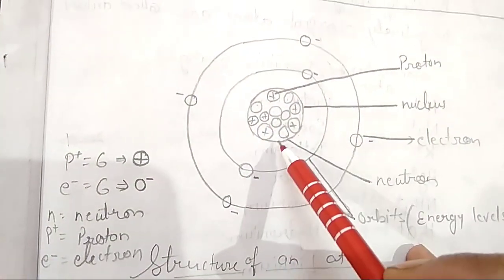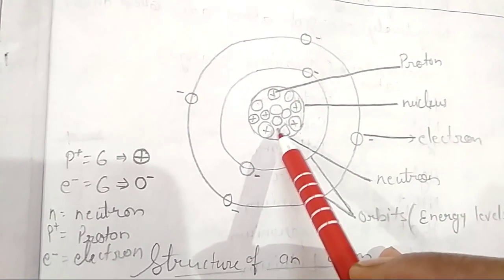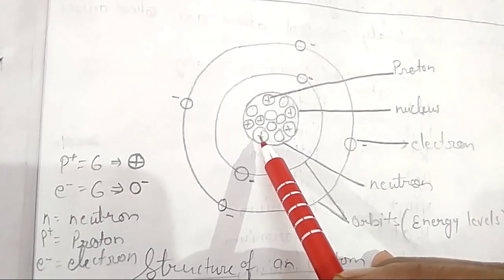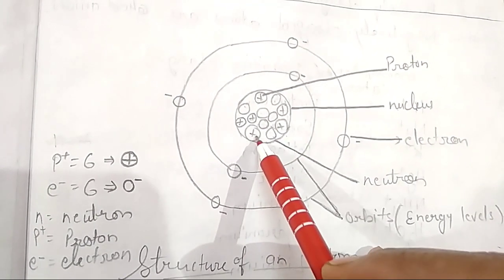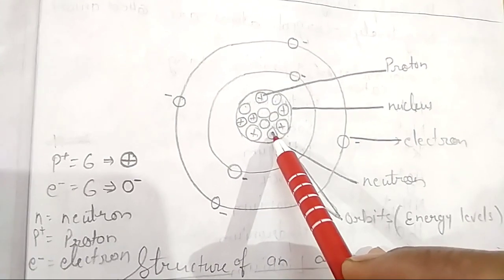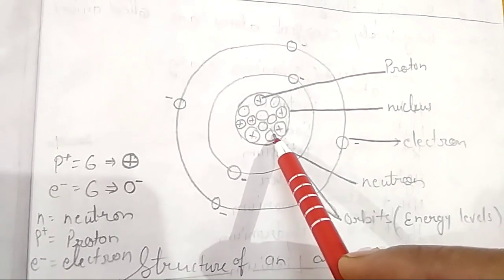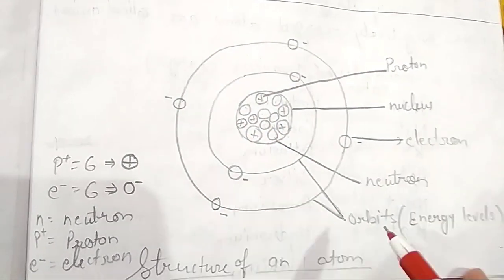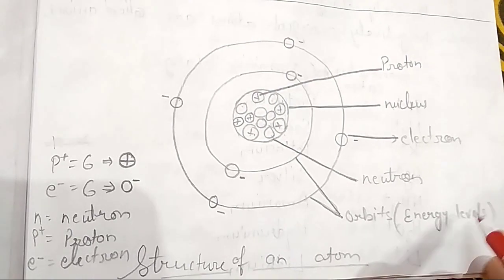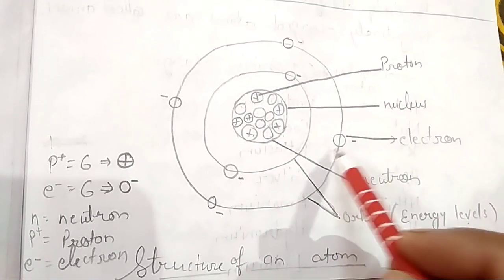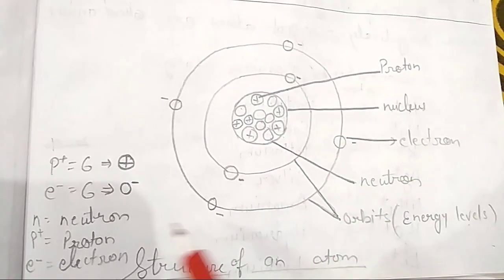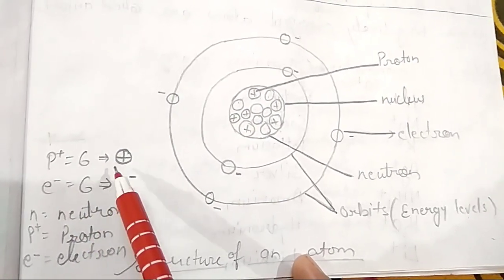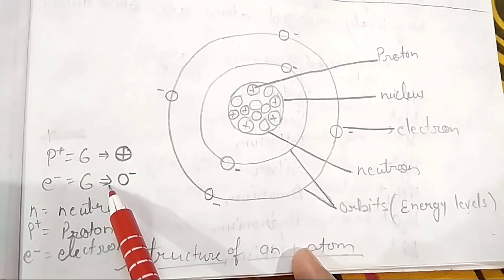The innermost part is known as the nucleus, which has neutrons and protons. The positive circles show protons, and the vacant circles show neutrons. The circles around the nucleus are known as orbits or energy levels. They have electrons, which are negatively charged. You can see here P plus is proton and E minus is electron.